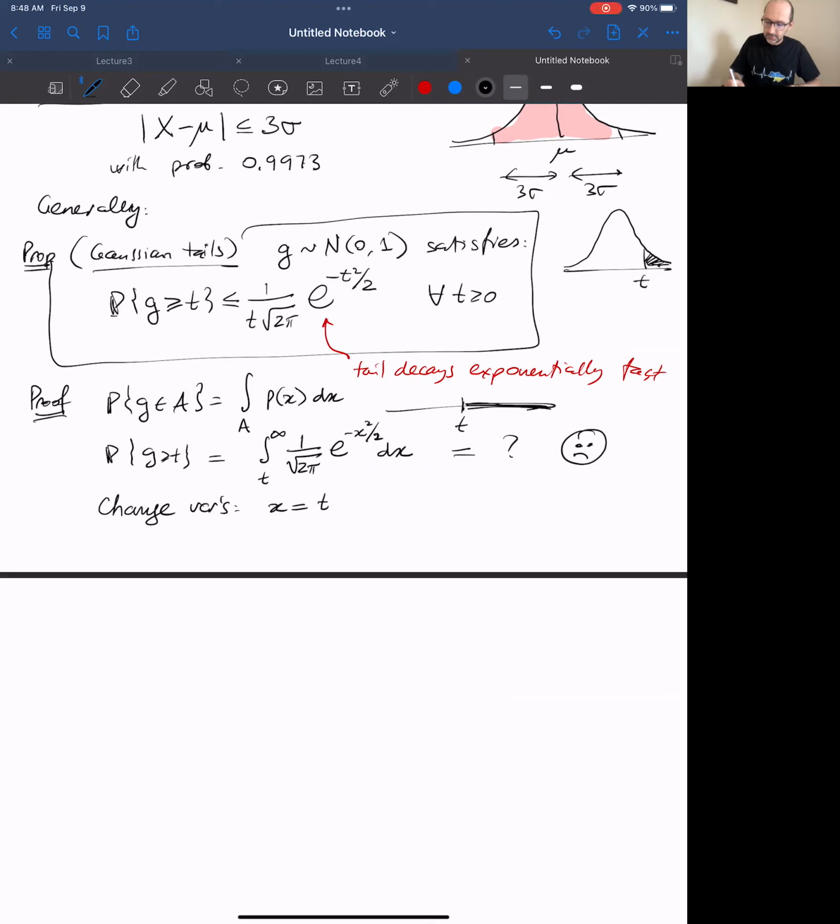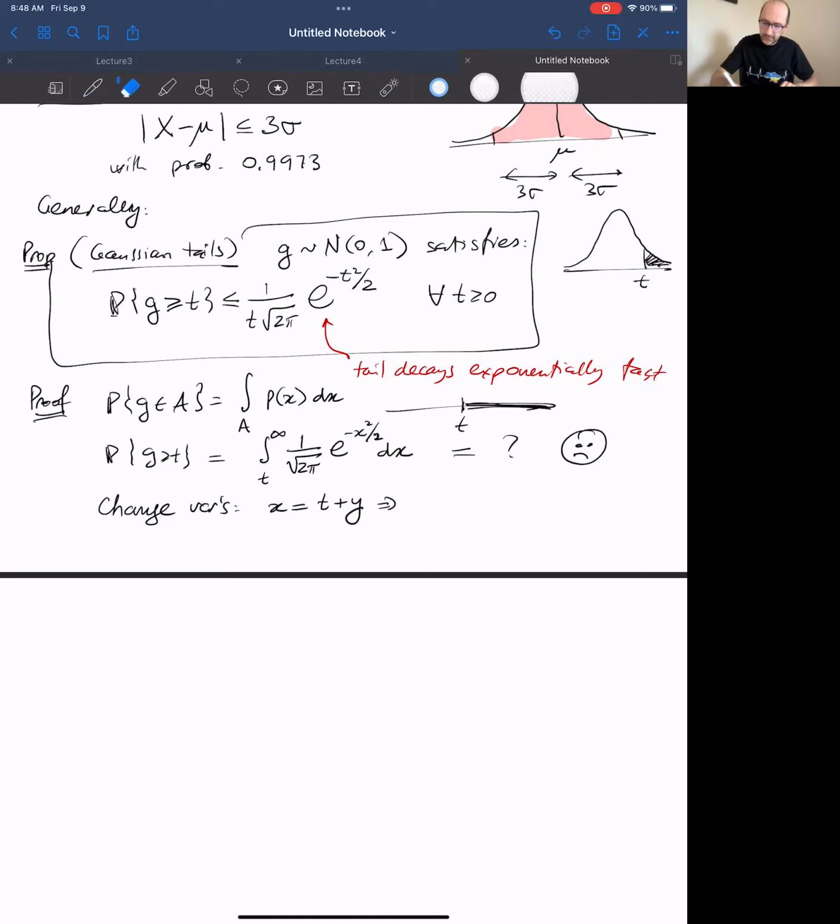X equals t plus y. Why do we do that? Because it's natural, right? We start integrating from t. So it makes sense to start x from t, and y will start from 0. Y is just an increment. Okay, let's do this.